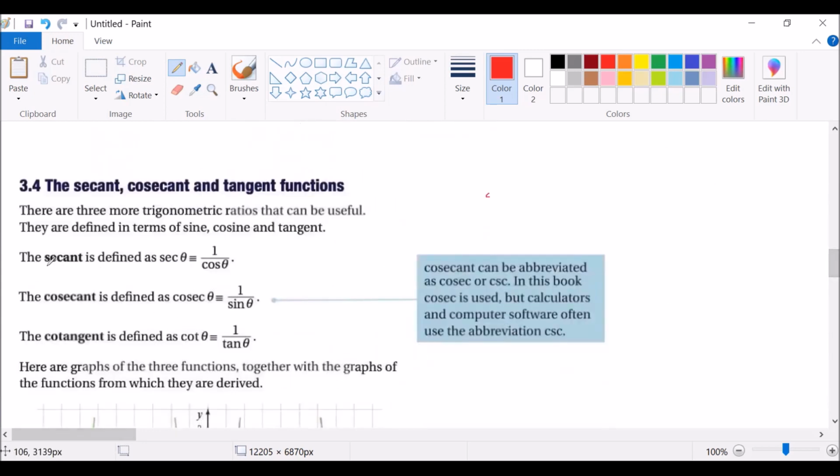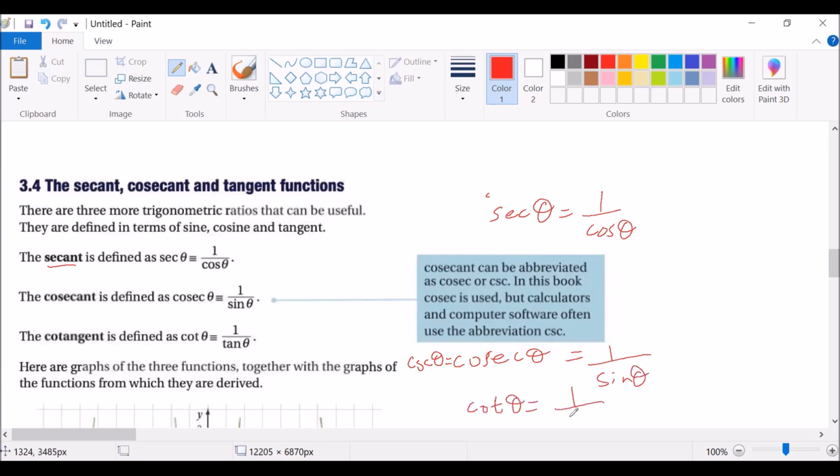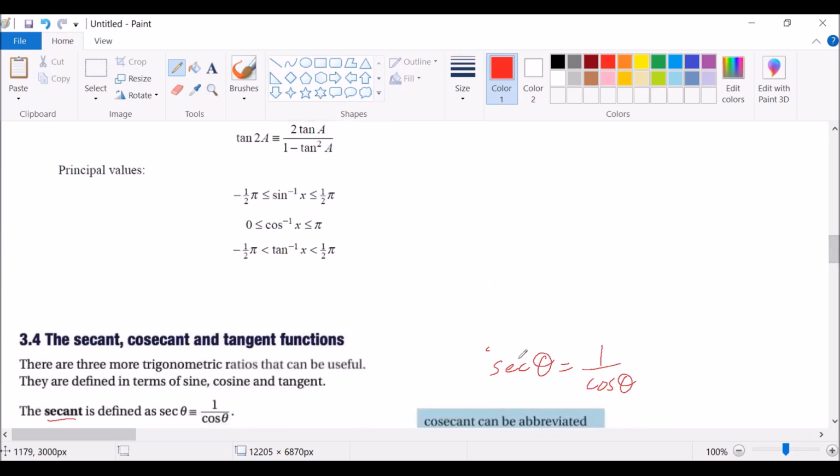The secant is defined as sec theta is equal to 1 over cos theta. The cosecant, cosec theta, or csc theta, is equal to 1 over sine theta. The cotangent, cot theta, is equal to 1 over tan theta. Now let's look at how we can sketch these graphs. We'll start with the sec theta.